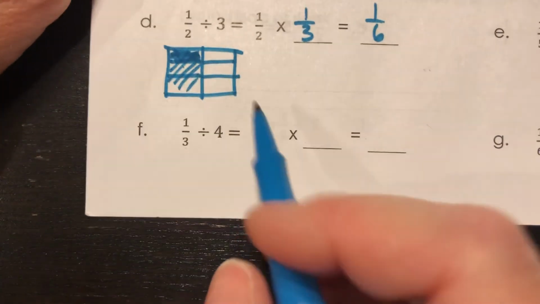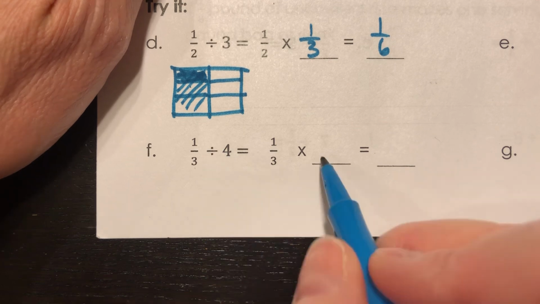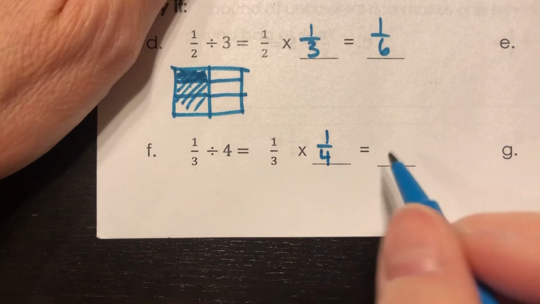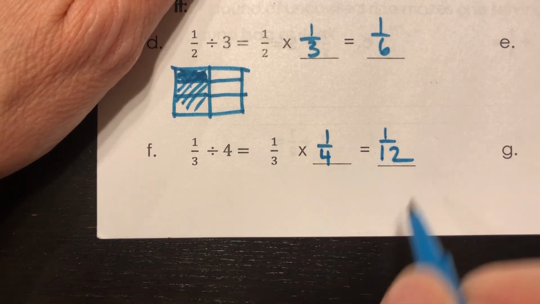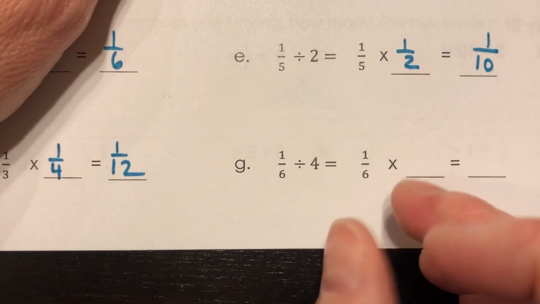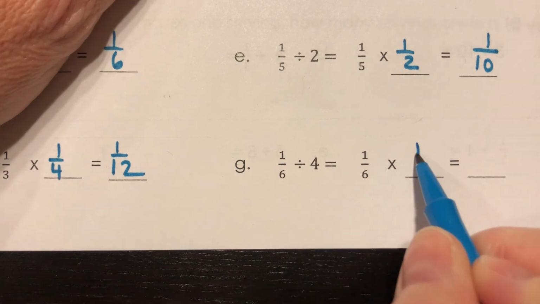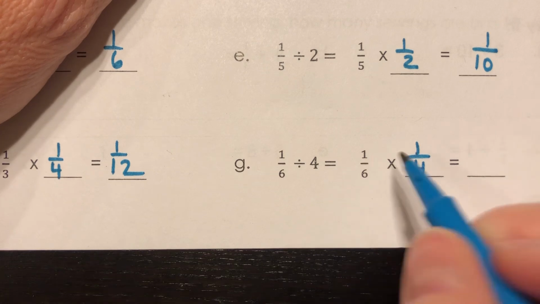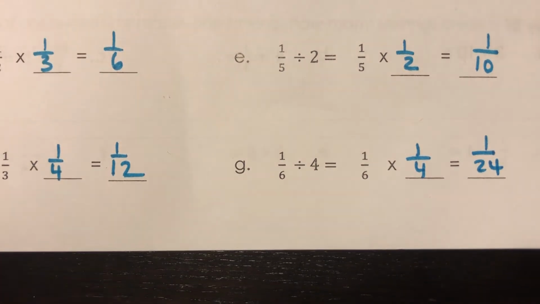All right, for letter F, 1/3 divided by 4, I can get the same result by taking 1/3 times 1/4, which would give me 1/12. 1 times 1 is 1, 3 times 4 is 12. And our last one, 1/6 divided by 4. If I had 1/6 of the whole amount and I divided that up into 4 pieces, then each person would get 1/6 times 1/4. And 1 times 1 is 1, and 6 times 4 is 24.